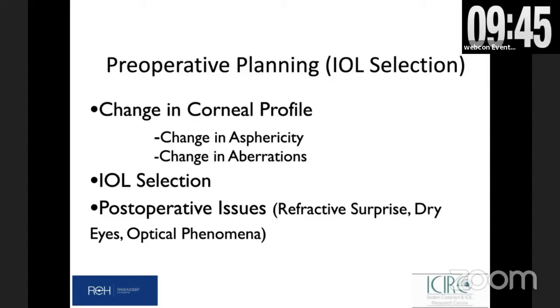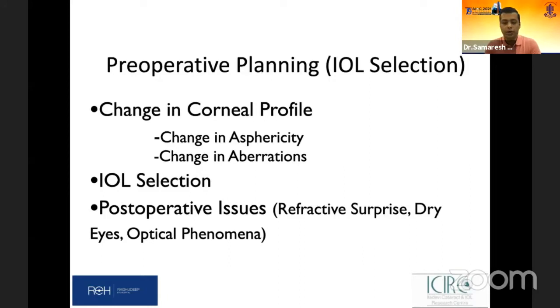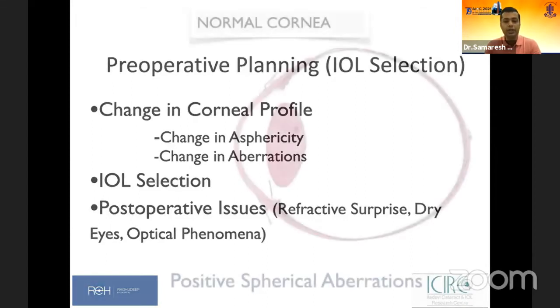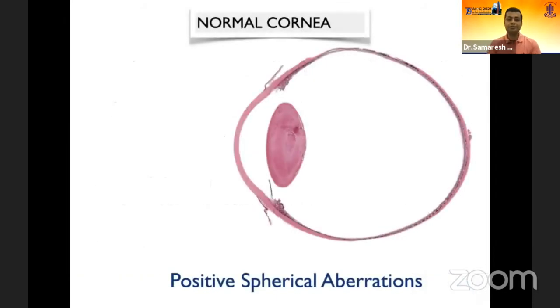And if you have a wrong IOL power, you're going to land up with unhappy patients. But most importantly, sometimes these patients will end up with other problems, like optical phenomena of glare and halos and dry eyes, just because their corneas are not in the perfect shape, particularly with older generation LASIKs.